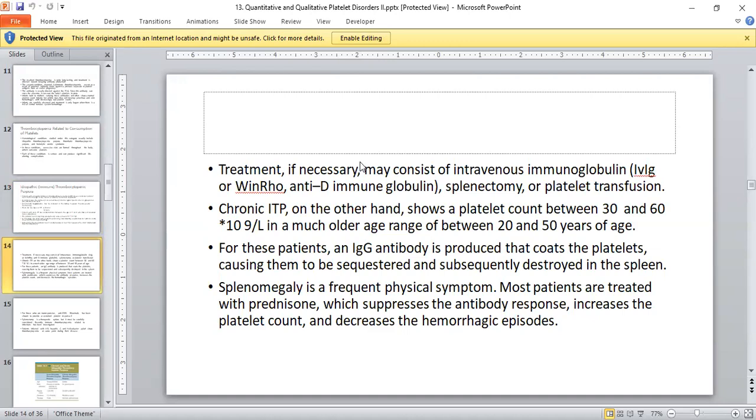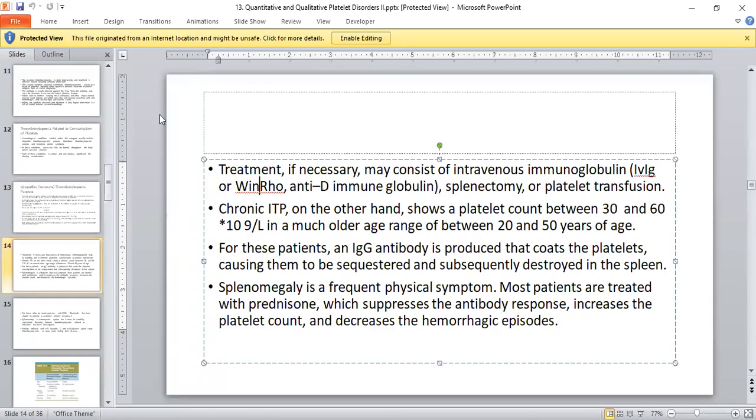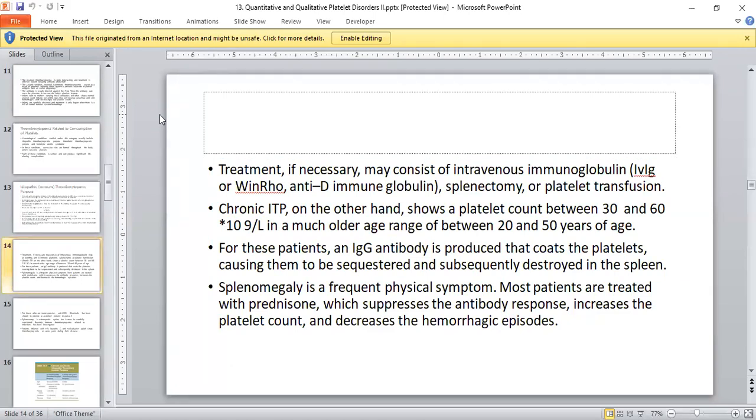Treatment involves giving anti-D immunoglobulins or IVIG, which is intravenous immunoglobulin, or another one called WinRho. A splenectomy can also be done, or platelet transfusion. These are the treatments for the acute kind of ITP.